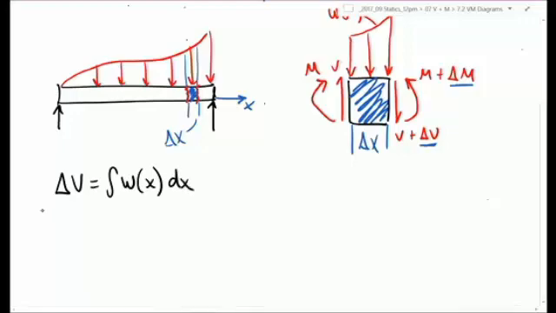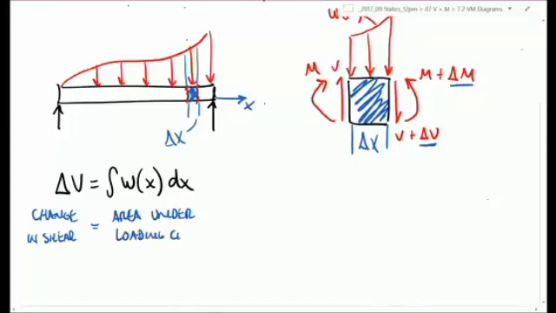So to put that in words, we can say the change in shear is equal to the area under the loading curve. Right? Loading curve or loading function. Change in the shear is the area under the loading curve.